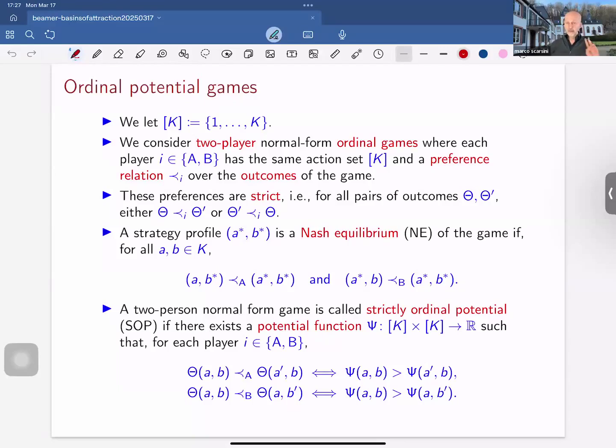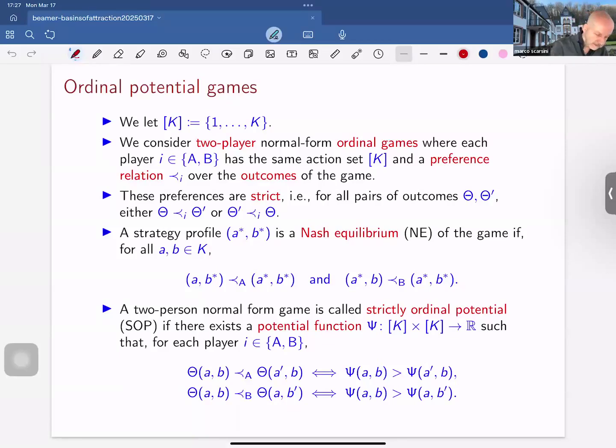So we look at two-player games. The reason is really that if we try to do it with more than two players, it becomes really heavily unpleasant from a combinatorial viewpoint. So we started with two players, and we have K strategies, K actions for each player. Okay?